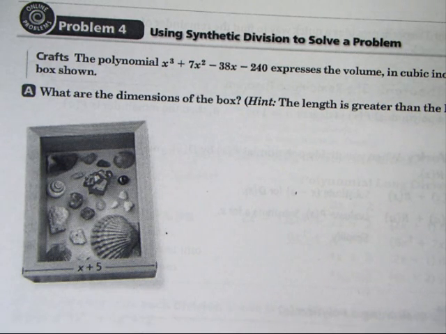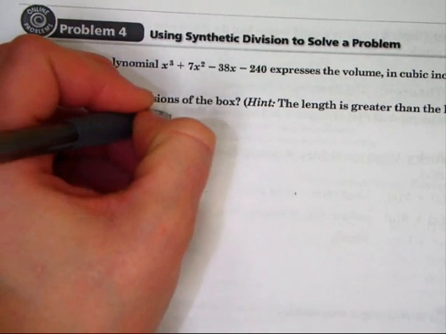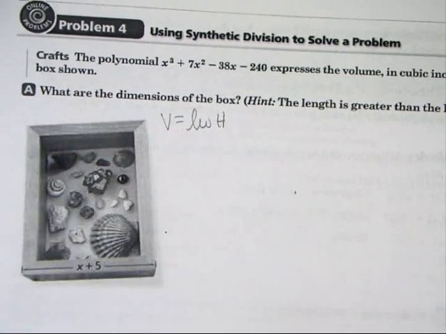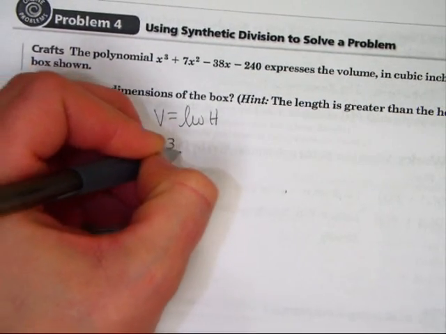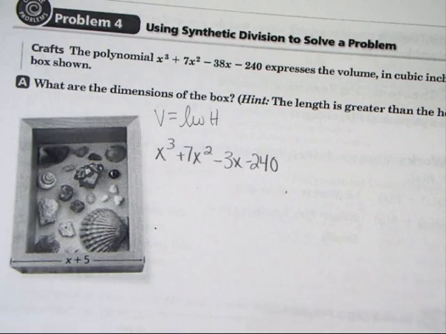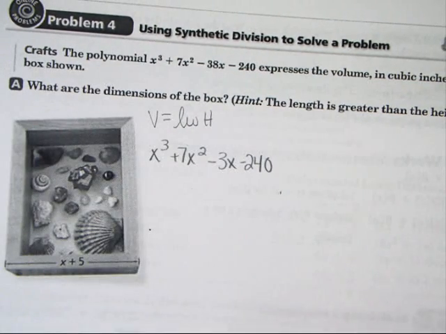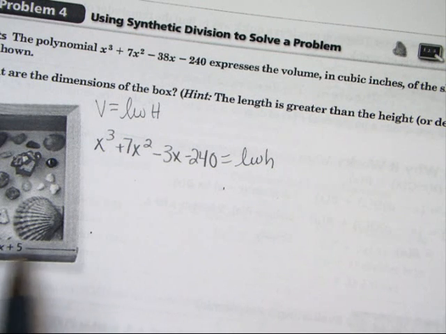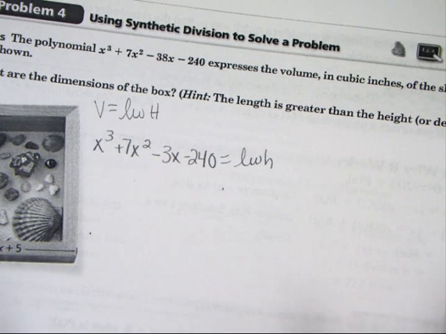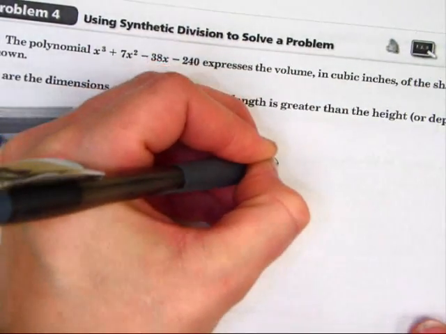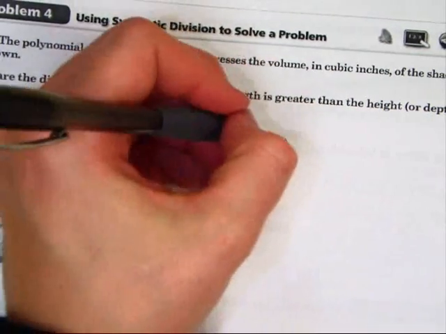So what we need to do is remember that volume equals length, width, and height. Now, the volume is x cubed plus 7x squared minus 38x minus 240. I'm just going to write this down for you. All of this is the volume. So that's going to equal our length times our width times our height. Now the good news is we do know that the width is x plus 5. Okay? And that's the width.